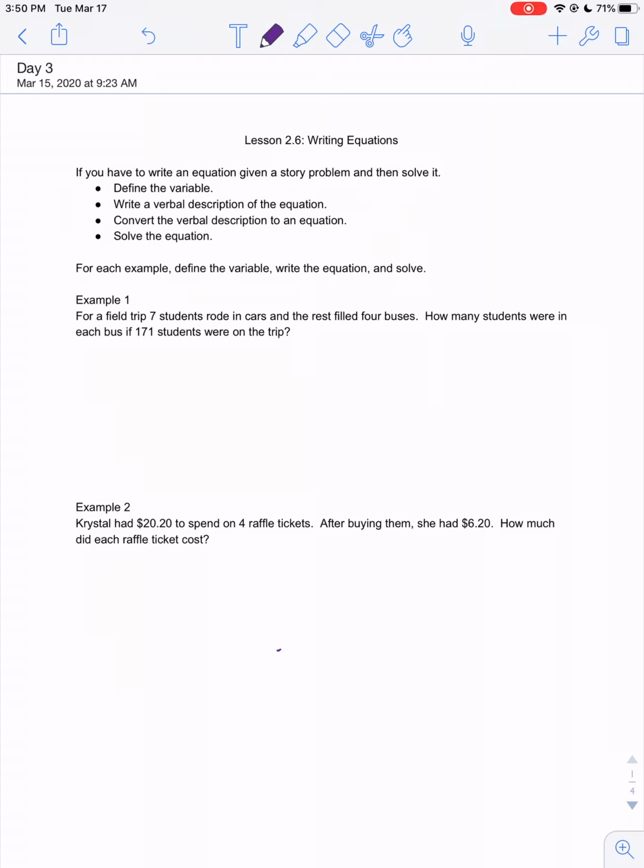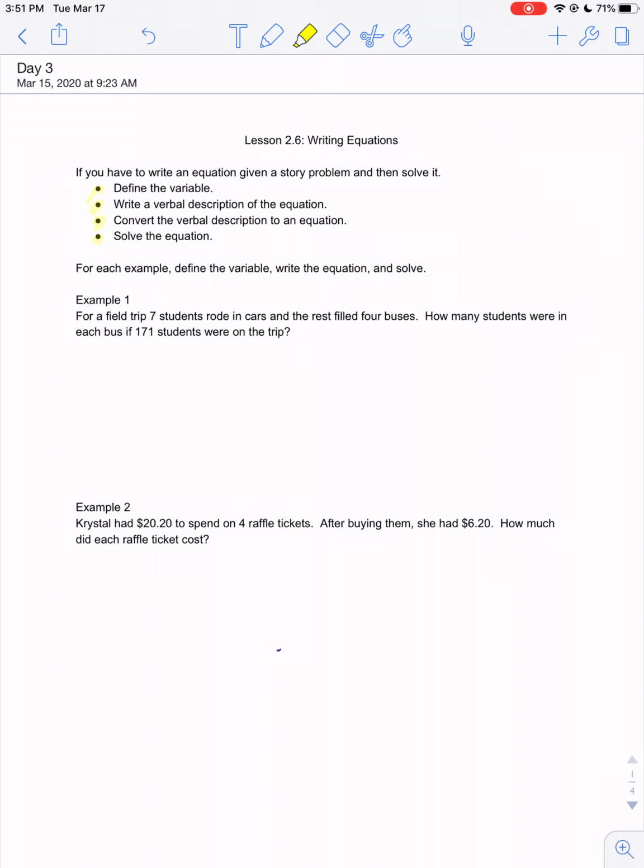We are going to be reading story problems today, writing an equation that demonstrates that story problem, and then solving it. If you have to write an equation given a story problem and then solve it, here are some steps to follow. You want to define the variable, then think about a verbal description of that equation, so what's really happening, what's the bare bones of it. Then convert that verbal description to an equation, and finally solve the equation.